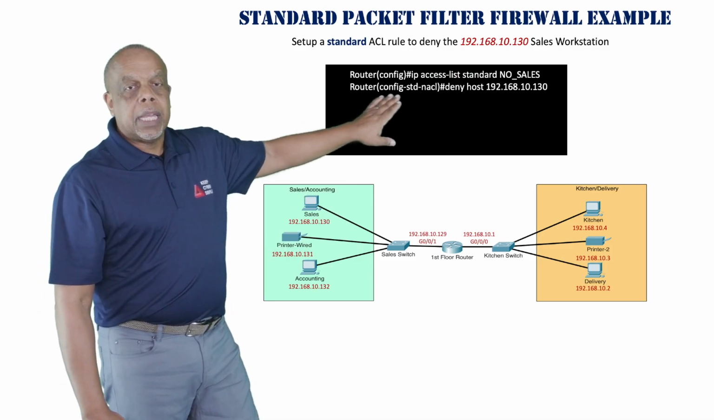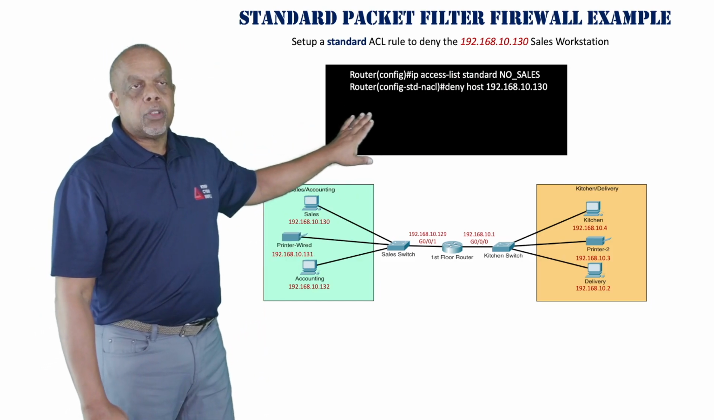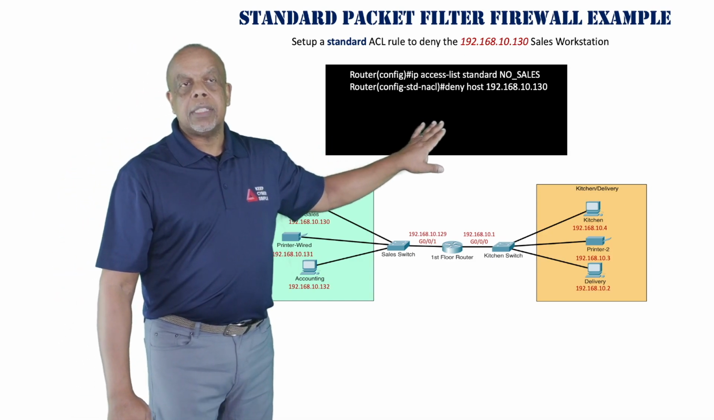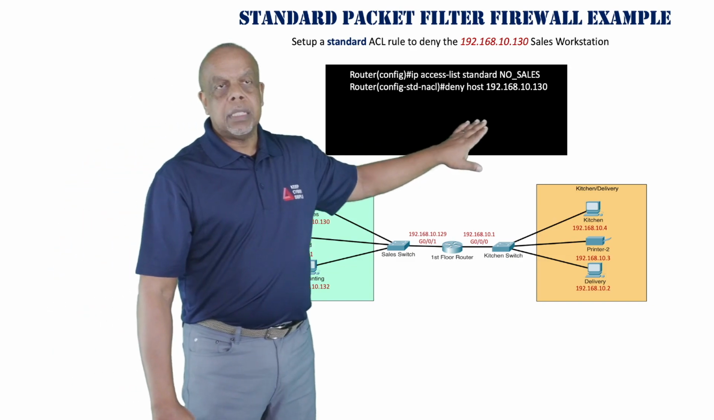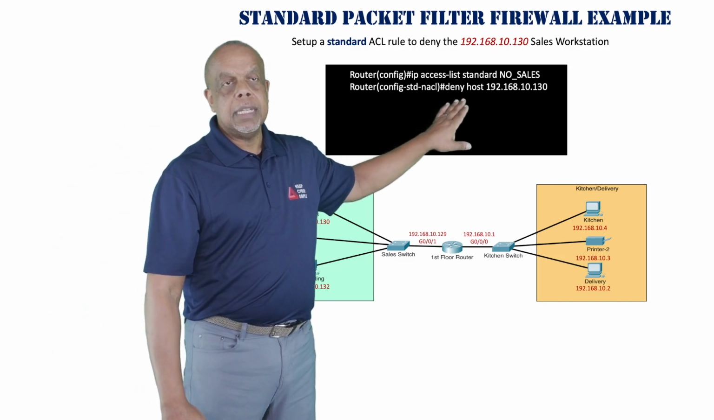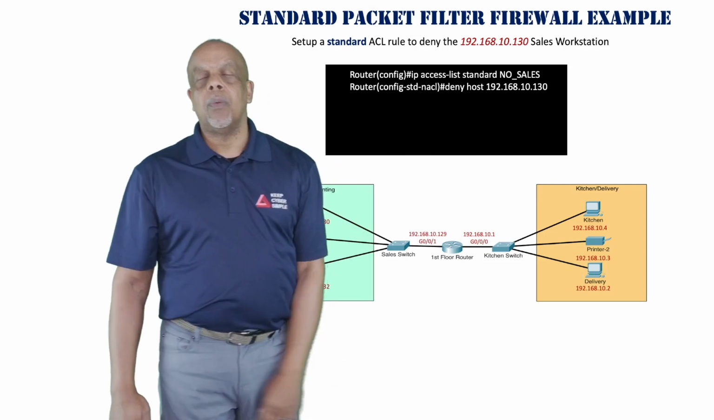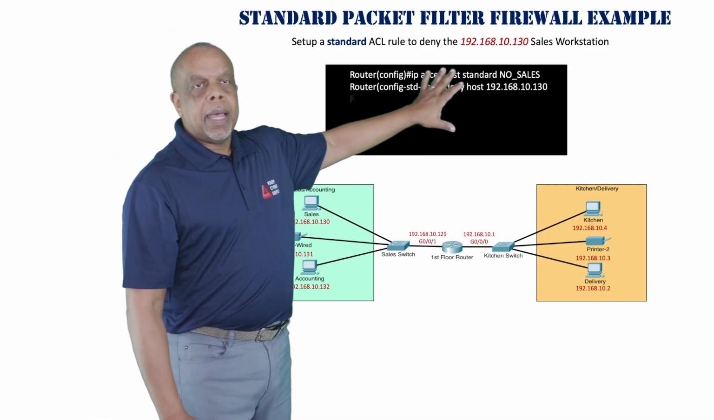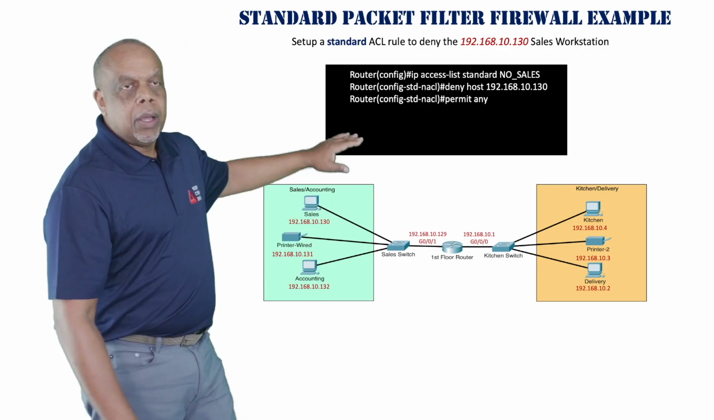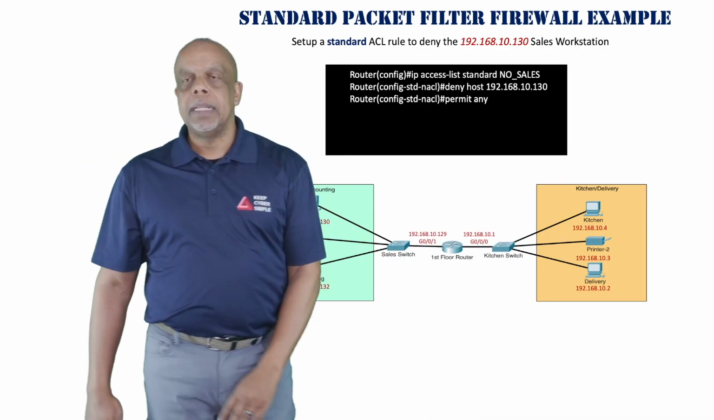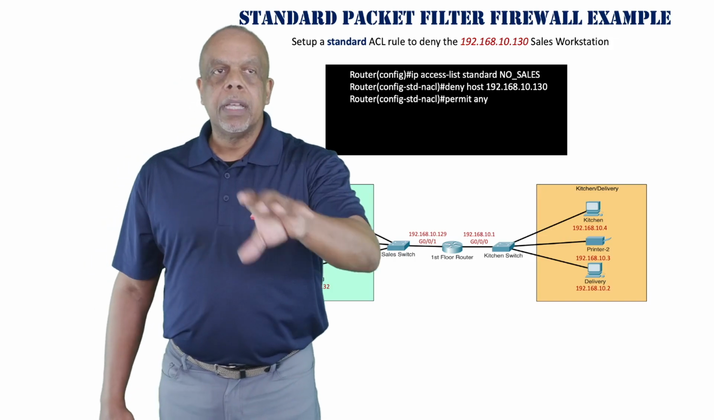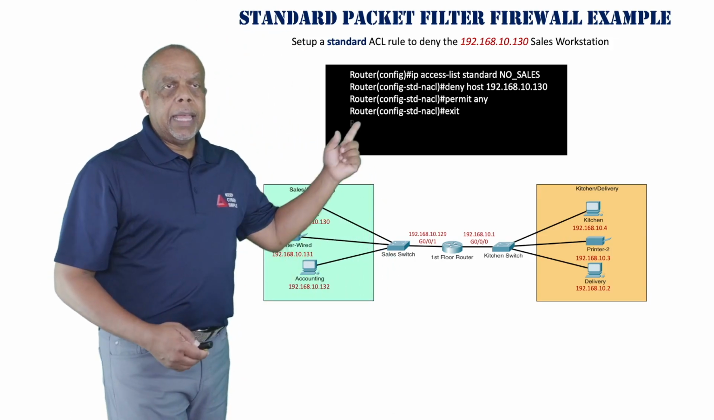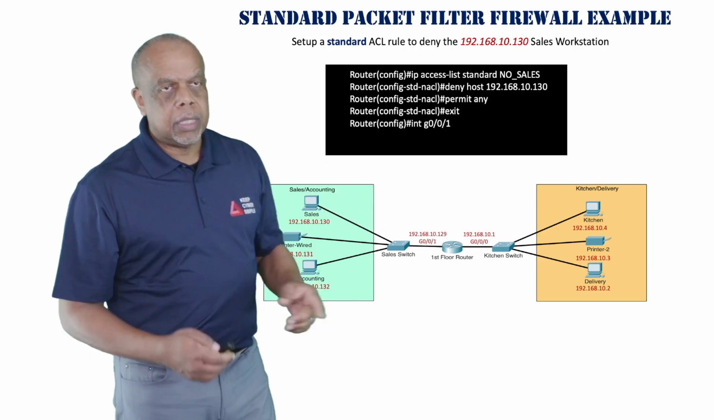Now, once I do that, you see it takes me into another mode on my router, right? So now I'm in the config-std-nacl. Now this is where I tell it to deny host 192.168.10.130. Okay, so now I've built my rule, and the next line I'm going to put is called permit any. Basically, permit everything else, but deny this. Okay, so I'm going to exit out of that. Now I'm going to go into the next part.